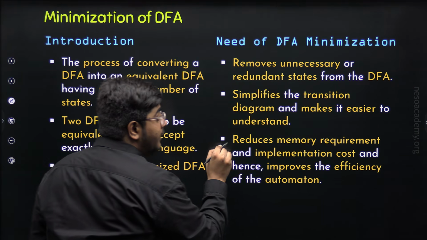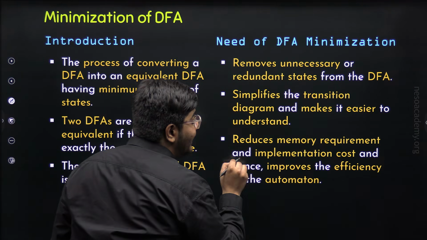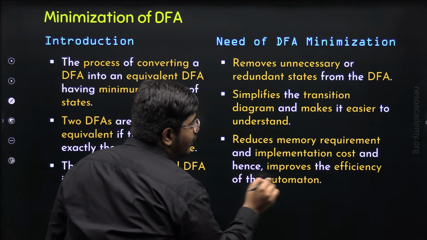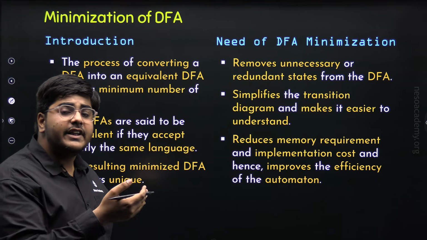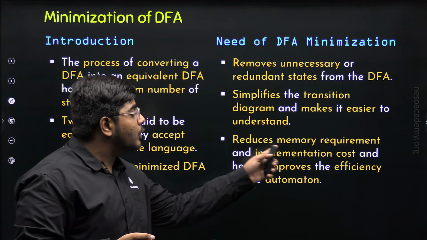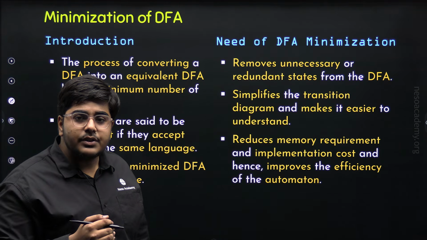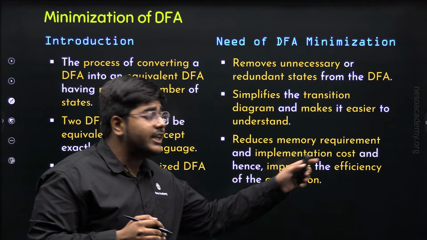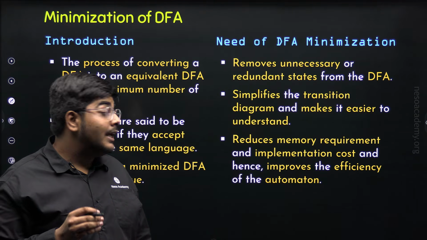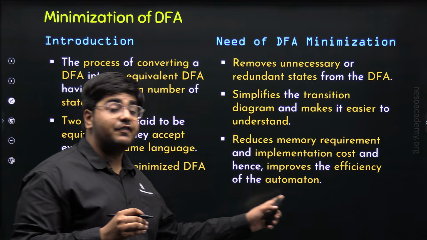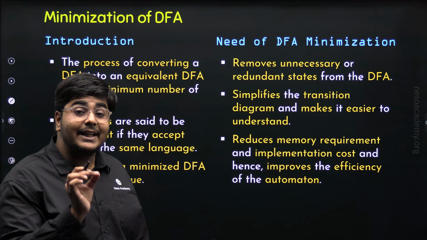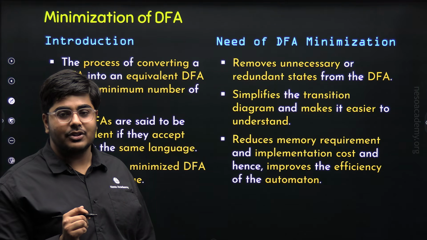Third point is reduces memory requirement and implementation cost, and hence improves the efficiency of the automaton. As we reduce the number of states of our DFA, obviously the memory required by the DFA will be reduced, as well as the implementation cost, and that will improve the overall efficiency of our automata. So these were the 3 important needs of DFA minimization.